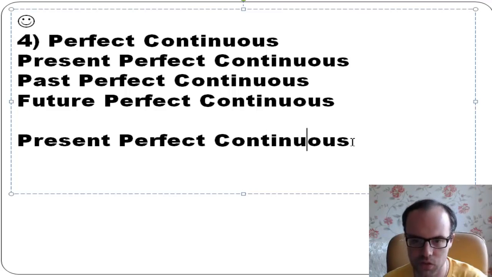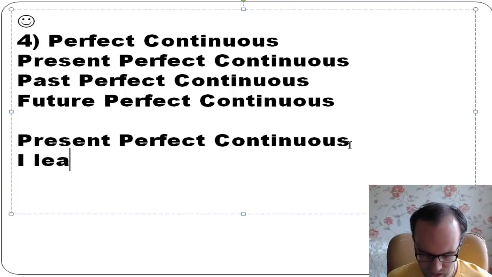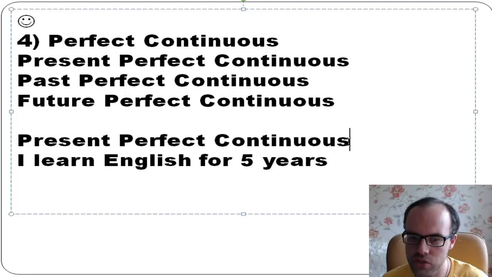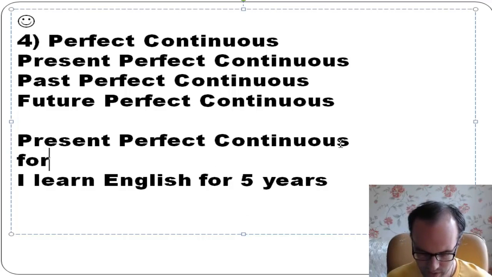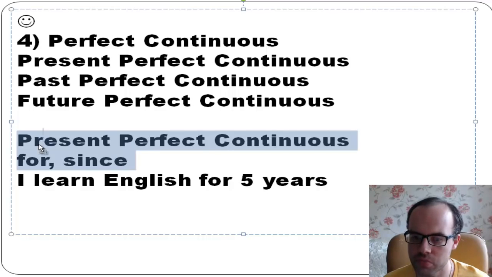We often use it in speaking. Well, so you know that students make this mistake again and again: "I learn English for 5 years." Students say so again and again, and they don't realize that they make a mistake. Because in this case, we need to use present perfect continuous. If you have for or since in a sentence, it tells us that we need to use it.